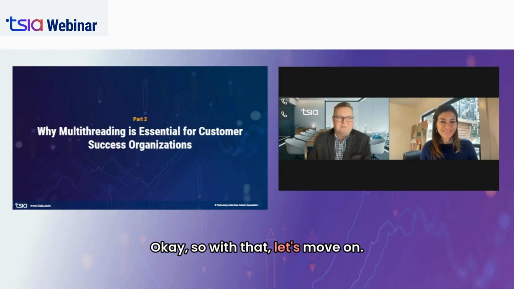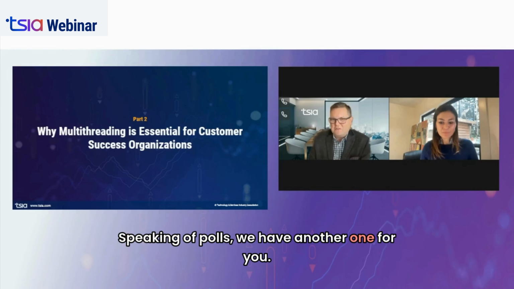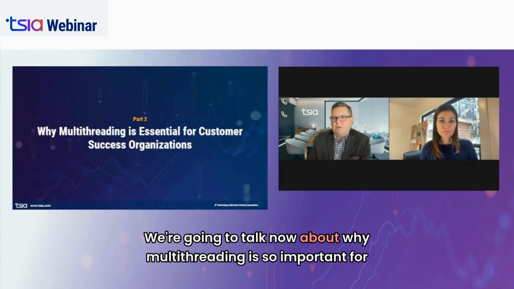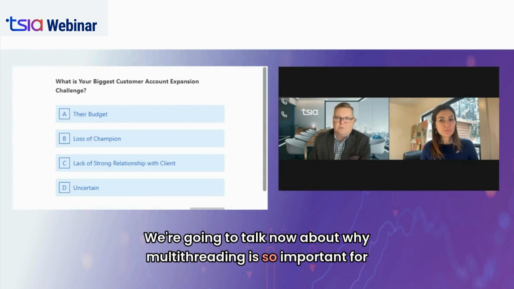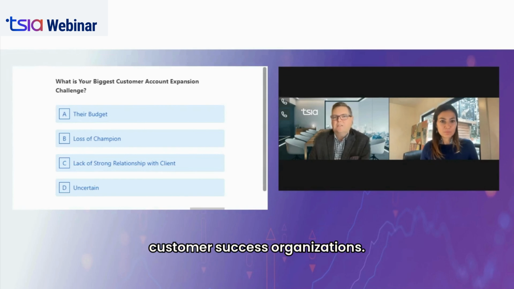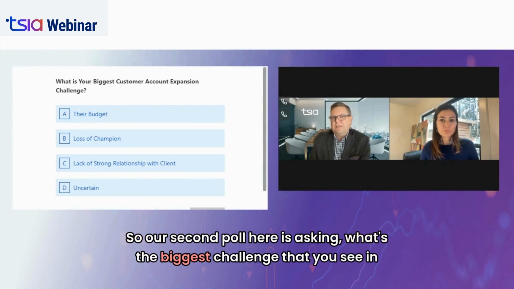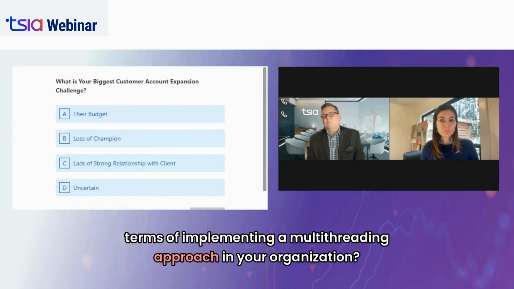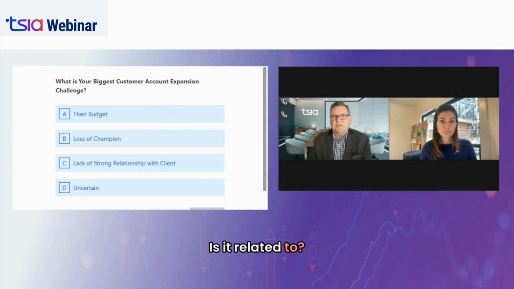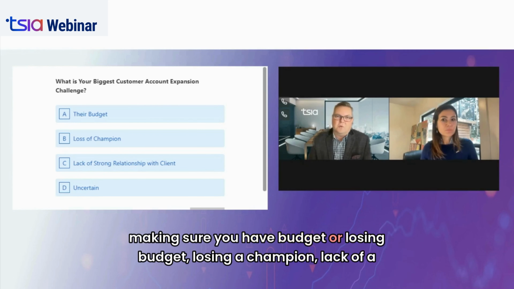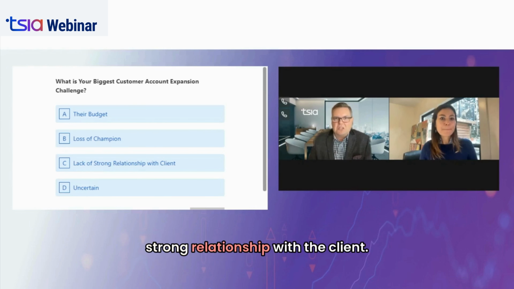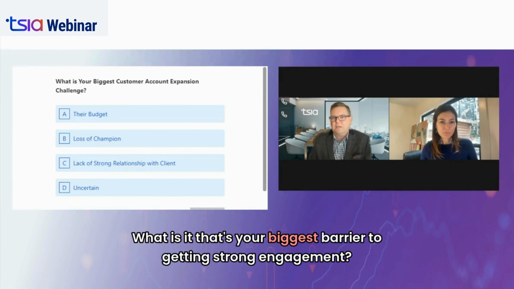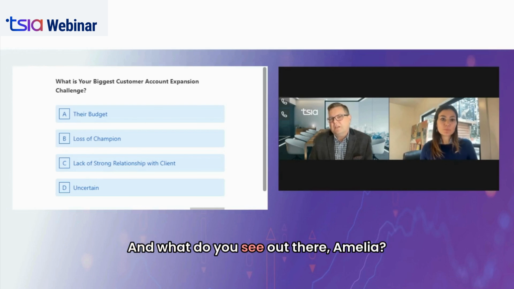Okay, so with that, let's move on. Speaking of polls, we have another one for you. We're going to talk now about why multi-threading is so important for customer success organizations. Our second poll here is asking, what's the biggest challenge that you see in terms of implementing a multi-threading approach in your organization? Is it related to making sure you have budget or losing budget, losing a champion, lack of strong relationship with the client? What is it that's your biggest barrier to getting strong engagement? And what do you see out there, Emilia?